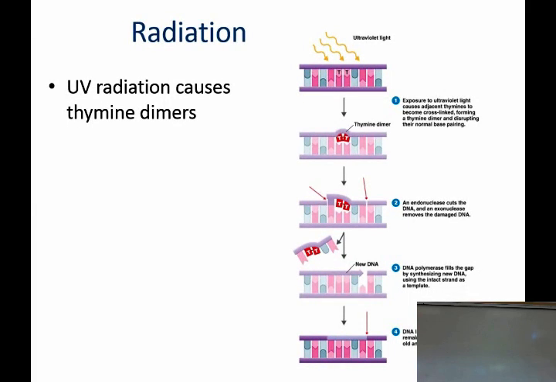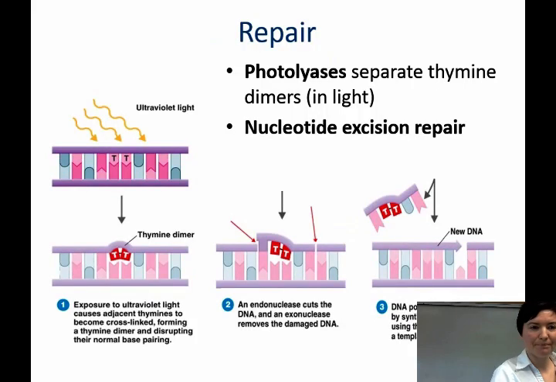So UV radiation causes adjacent thymines to bind together, which creates this kind of lump that cannot be read by the DNA polymerase during replication and has to be chopped out and repaired. And the chopping out and the repairing is done by different enzymes that are not as good at copying, so they introduce mistakes when they fix the DNA. Okay?